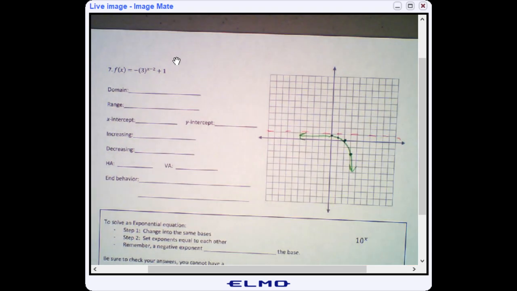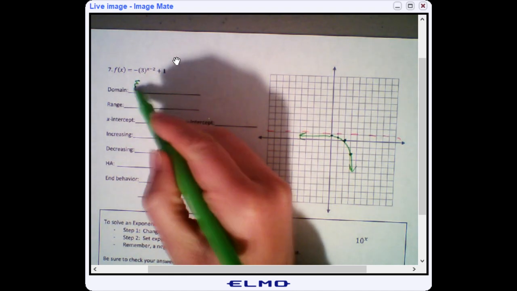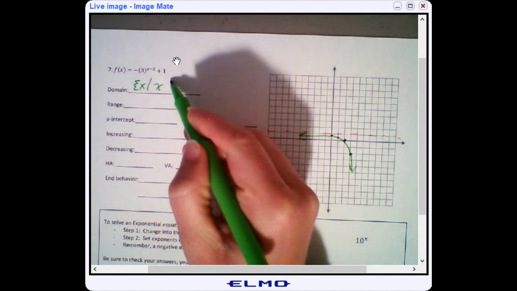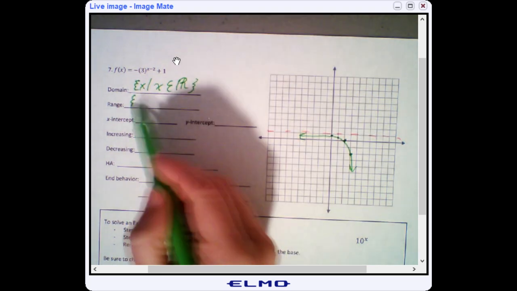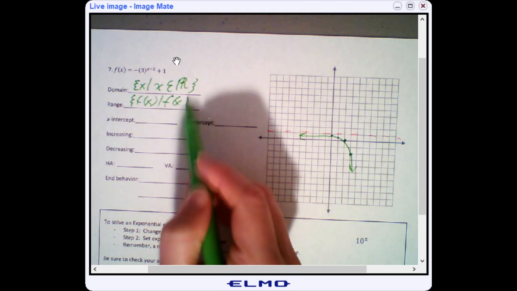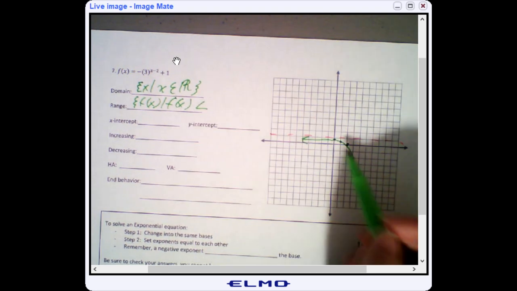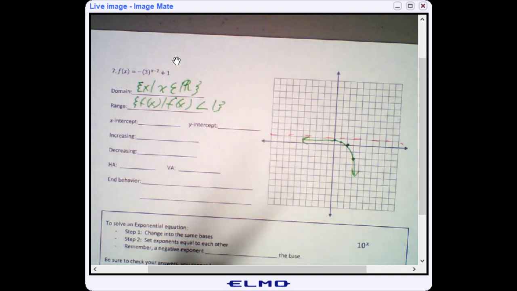So our domain is going to be x, such that x is an element of all real numbers, because I have an arrow that points left and an arrow that points right. Our range this time is going to be less than, because when I look at it, I'm going down, not up. So it's going to be less than 1. That's as high as I can go.